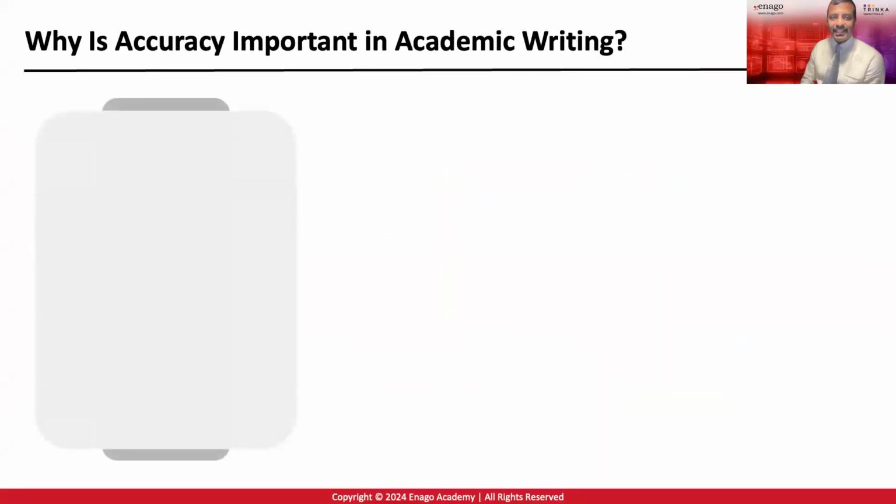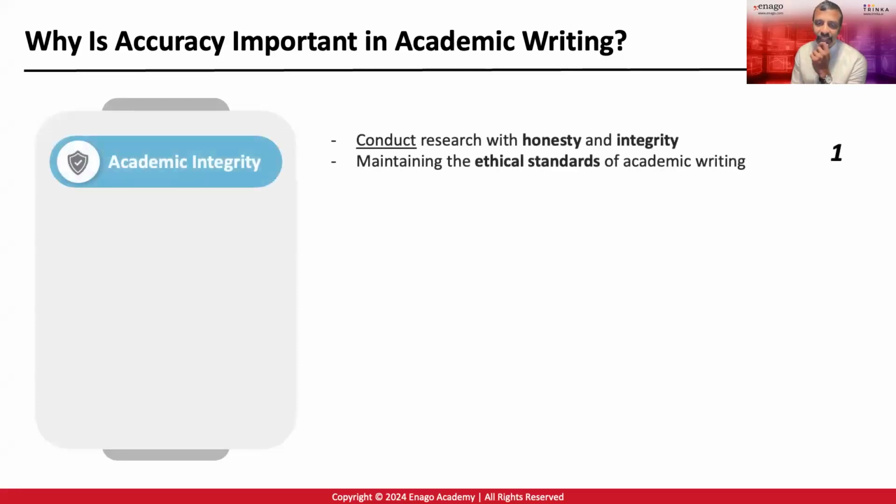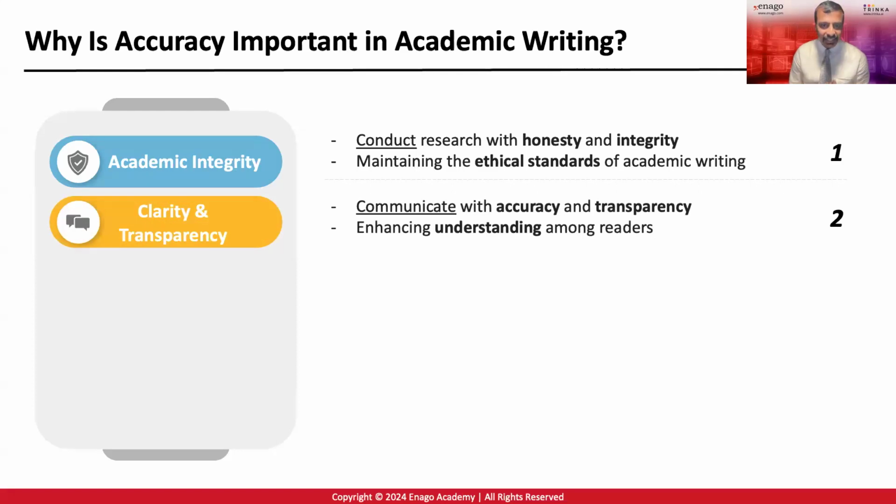All right. So why is accuracy important in academic writing, right? It ensures academic integrity. And by that, you mean as a researcher, you are expected to conduct research with honesty and integrity. And you are also expected to maintain ethical standards in academic writing. With accuracy, you also are expected to be clear and transparent in communicating what you found, your study findings or research papers. Now, that is not only important from the point of view of you yourself, but the readers and the policymakers are also reading your research paper and research findings and shaping policies and understanding things. So you also owe a responsibility in terms of being accurate and clear in academic writing.